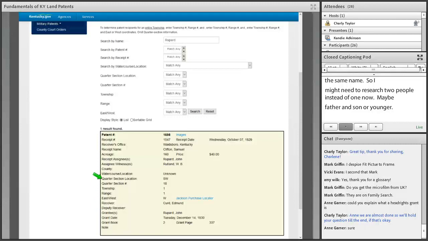The person who bought the right to proceed with the patent, in this case, this was sold at public auction or public sale. So they didn't need a warrant. They just bought the right to proceed with the survey and the actual grant. So we see that Clifton bought the warrant, but then he assigned it over to John Rupert, who ended up being the patentee.